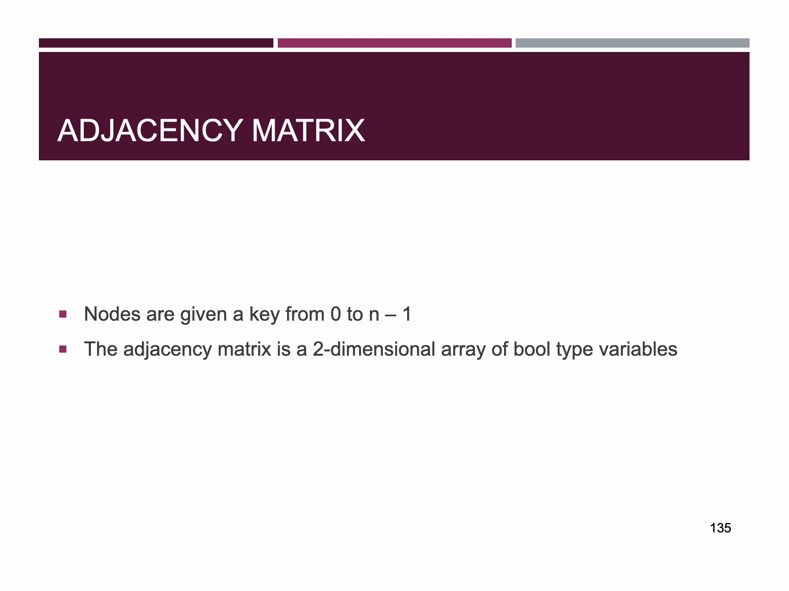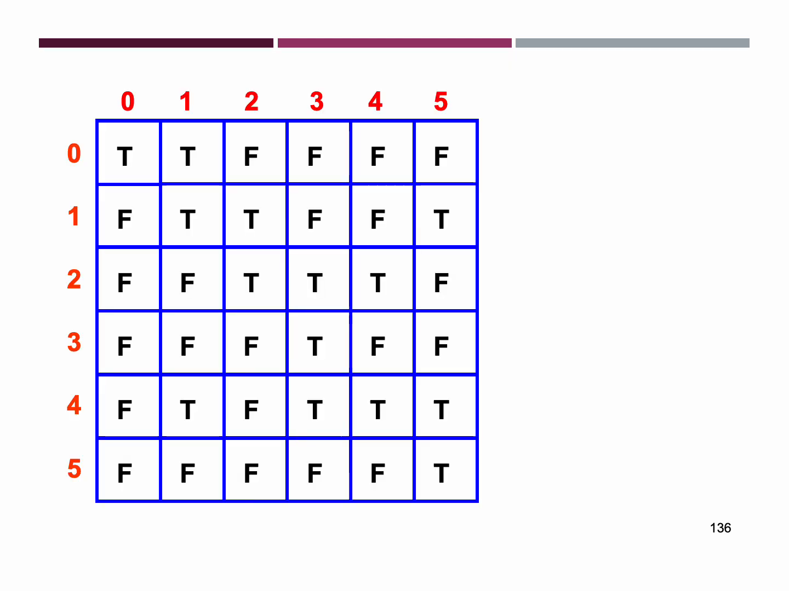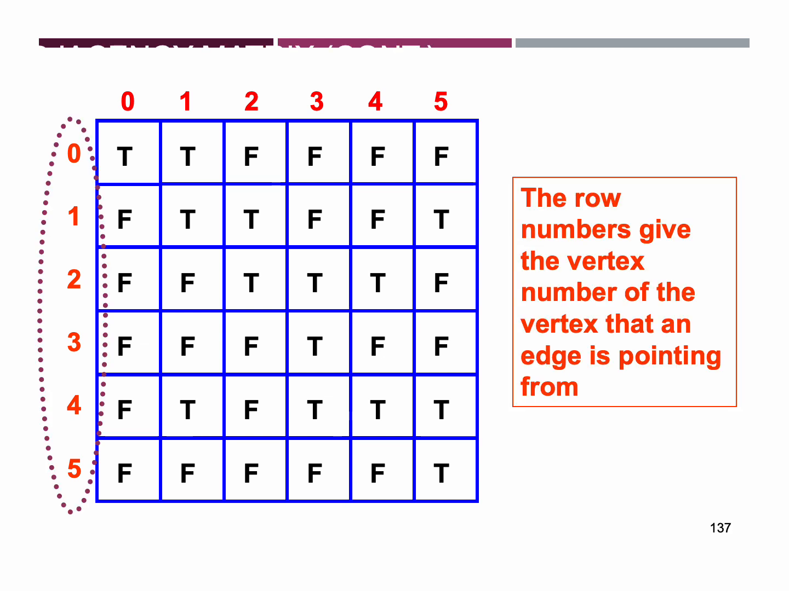Nodes are given a key from 0 to n minus 1. The adjacency matrix is a two-dimensional array of bool type variables. Now let's see an example. If you look here, we have true, false, the whole table, and for rows we have 0 to 5, and for columns we have 0 to 5. Now from here, the row numbers give the vertex numbers of the vertex that an edge is pointing from.